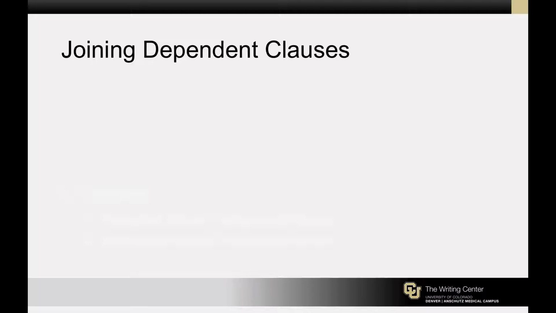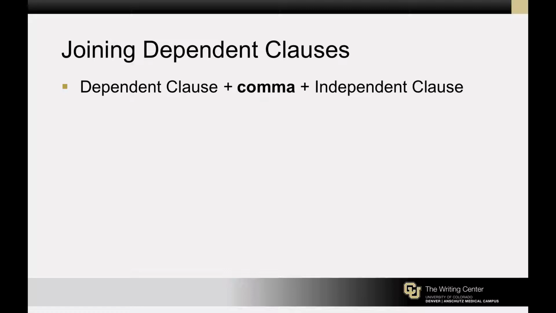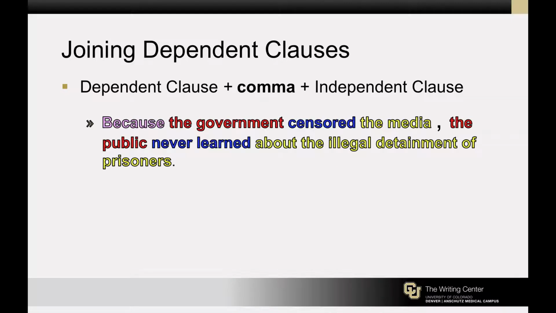The order in which we join independent and dependent clauses has different effects on our readers and adheres to different rules. If the dependent clause comes first, a comma must come at the end of the dependent clause before starting the independent clause. For example, because (subordinating conjunction) the government (subject) censored (verb) the media, comma, the public (new subject of independent clause) never learned (verb) about the illegal detainment of prisoners.